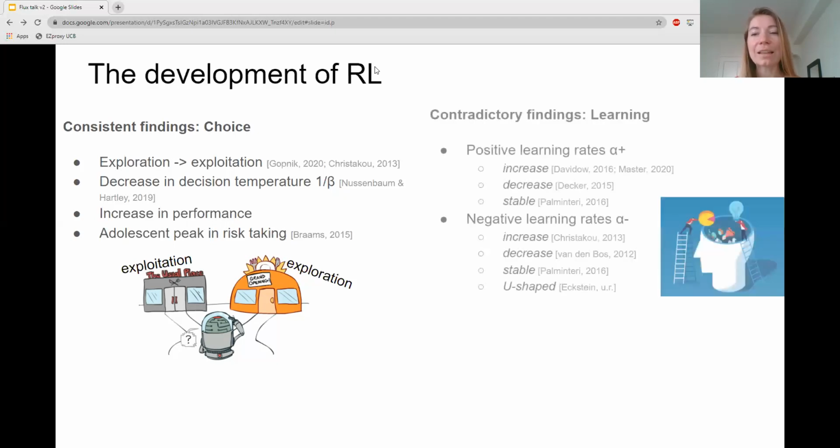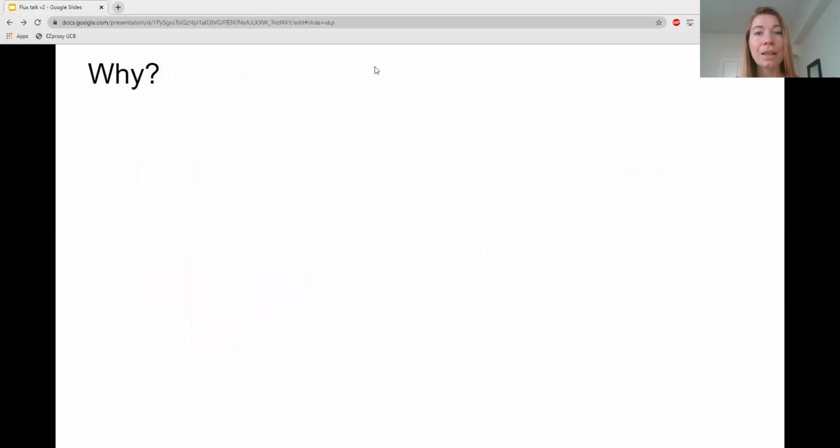But it is just as inconsistent in terms of learning, that is, the updating step. There almost are as many studies that have shown developmental increases in learning rates as there are studies that have shown decreases. We recently found a prominent U shape, and others have reported no change at all. Why is this happening? Why do almost all studies report the same changes in decision temperatures, but changes in learning rates are so inconsistent? Does that mean that all computational models are useless? Of course not. The story is just more complicated.